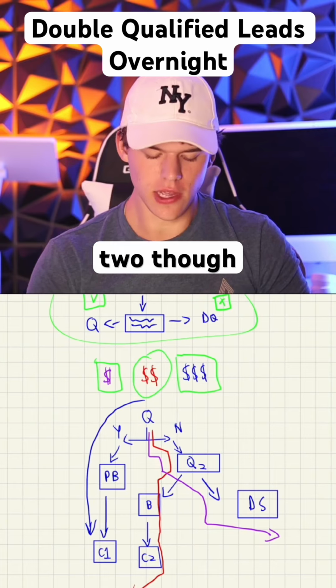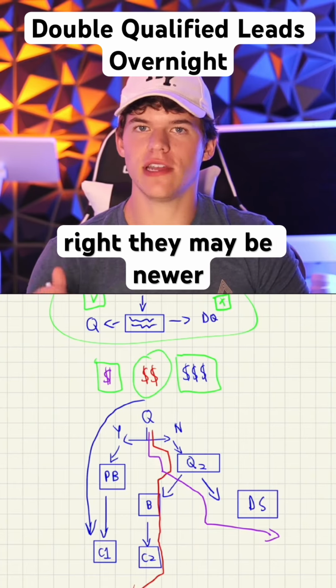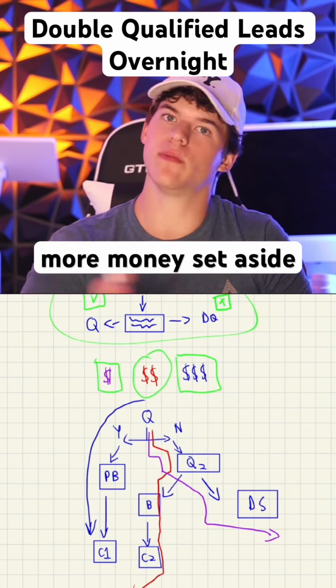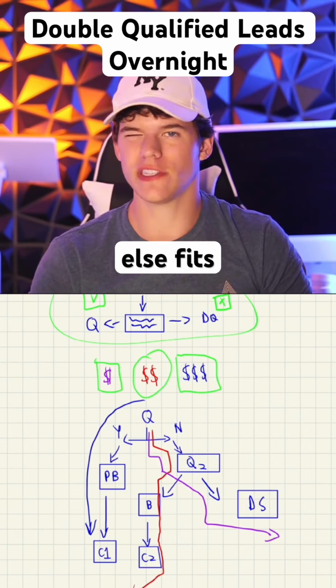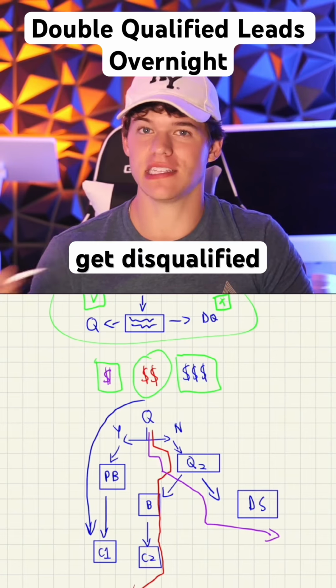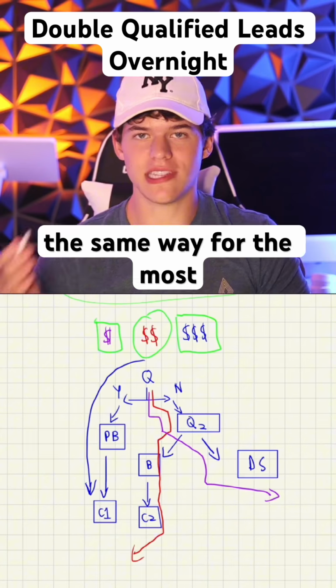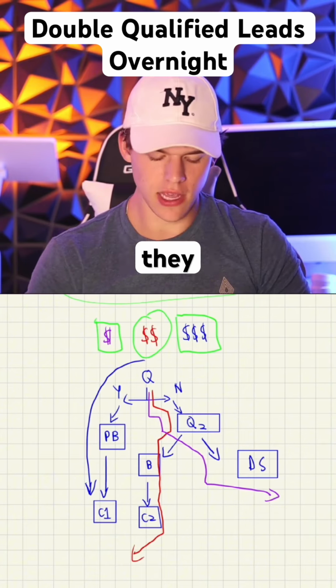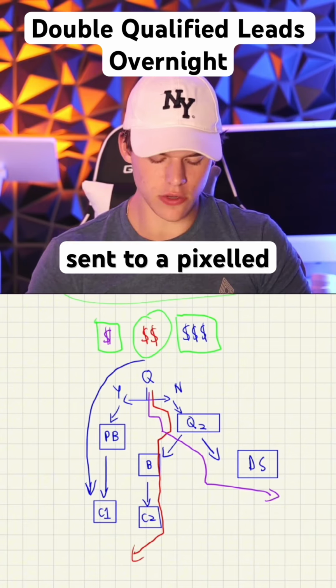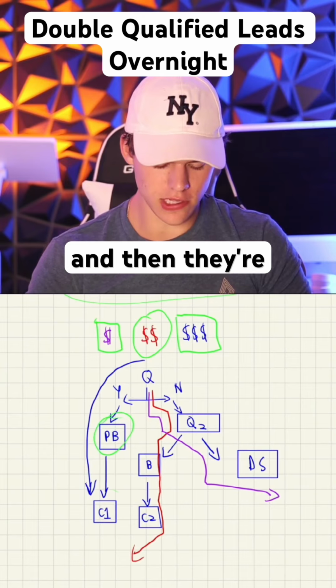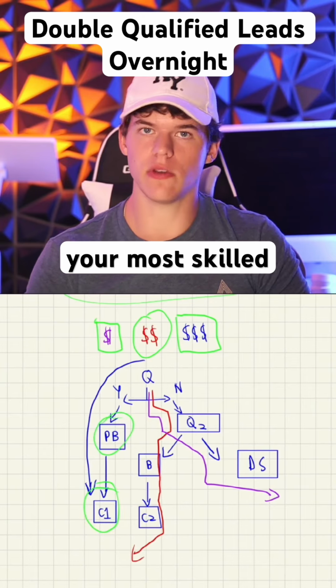Tier 2, though, is people that are right on the edge, right? They may be newer to business, but they may have more money set aside or whatever else fits your qualifications, but can sometimes get disqualified. So conditional logic works the same way for the most qualified person. They come in, if they're qualified, they're sent to a pixeled booking page, and then they're sent to your tier 1 closer, your most skilled salesperson.